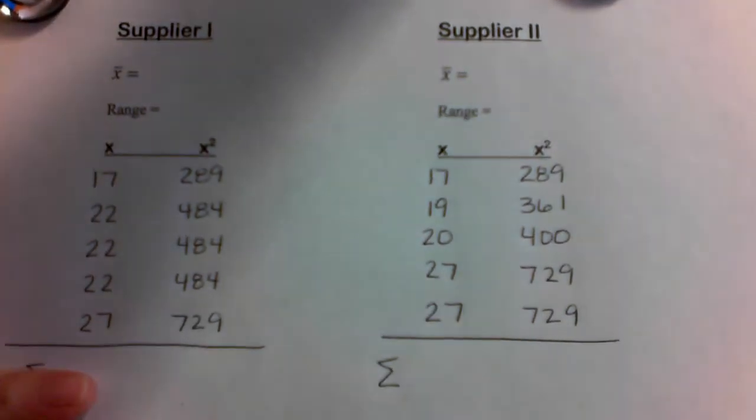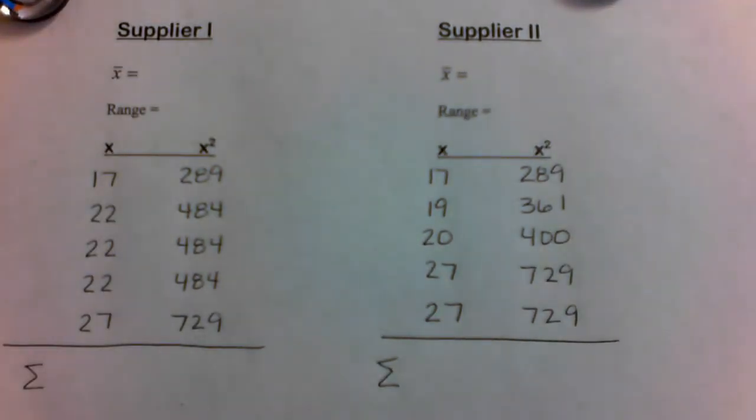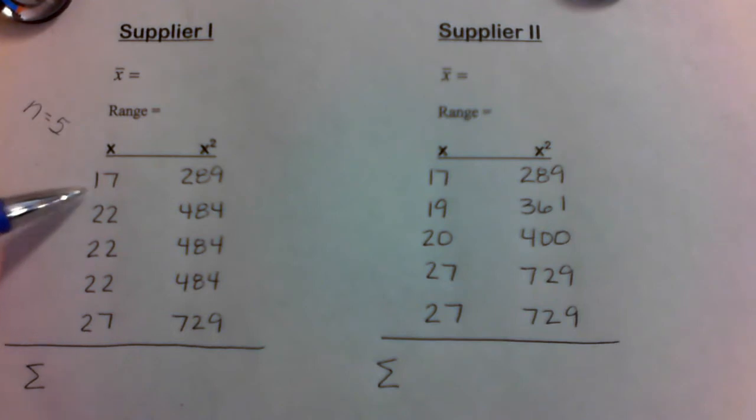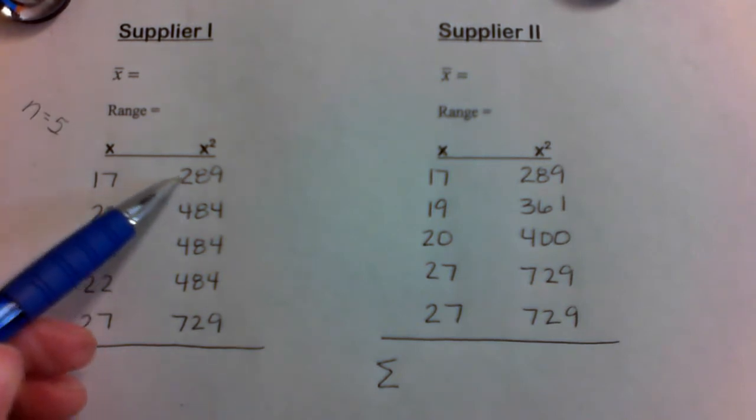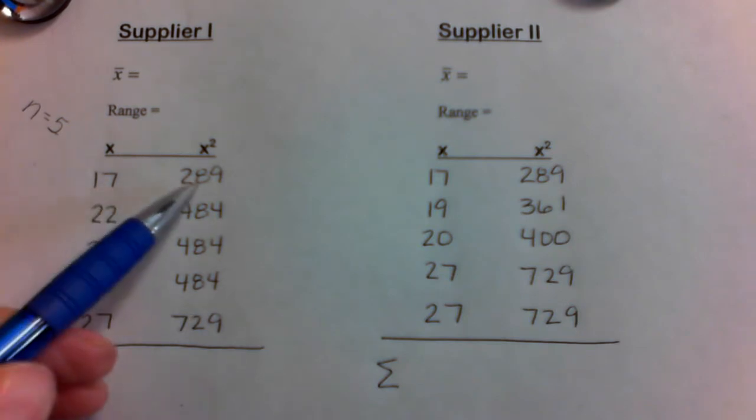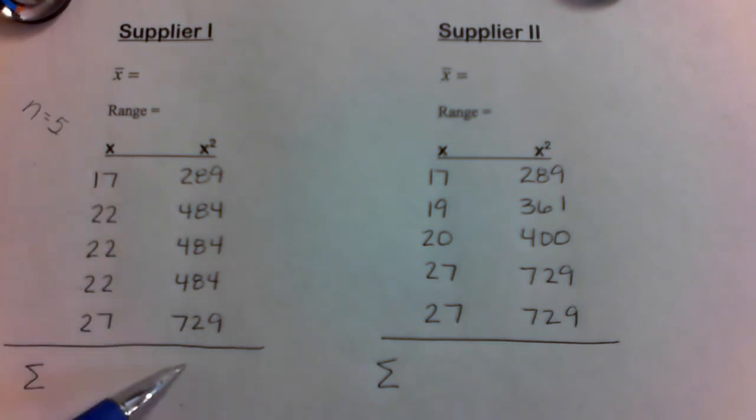Now, if you'll notice, I've already started the tables. Over here, my x values, I have 1, 2, 3, 4, 5. So they took a sample of 5. 17 means one box weighed 17 ounces, 3 boxes weighed 22 ounces from this supplier, and one box weighed 27 ounces. Then I went ahead and squared each of those numbers. 17 squared means 17 times 17, so there's 289, and so forth.